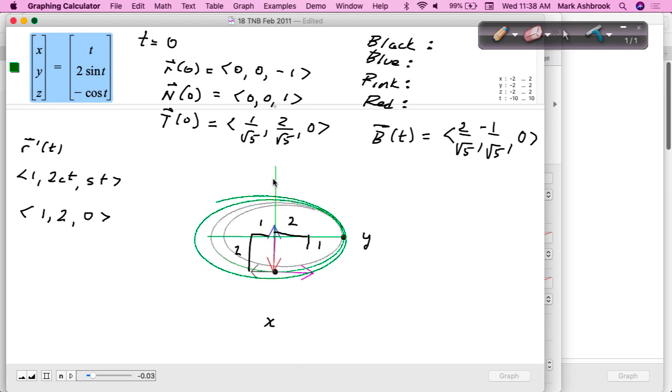Why? Because the tangent plane is parallel to the xy plane. So both the tangent and the binormal vectors have z components of 0, because our tangent plane is horizontal. So that's why its component is 0.